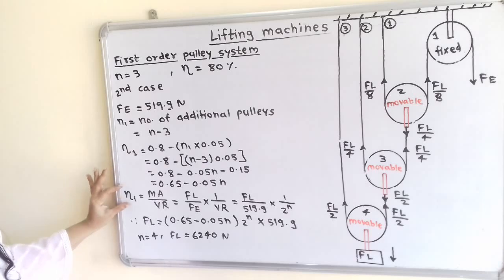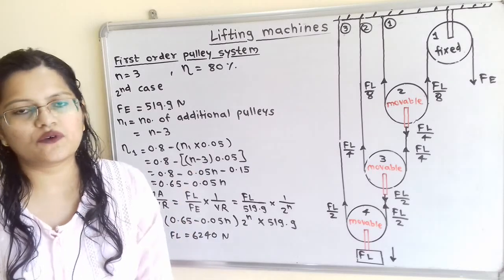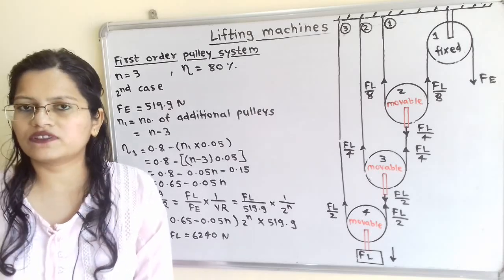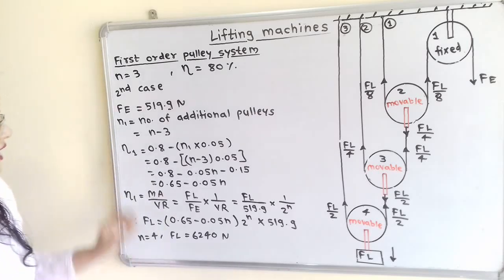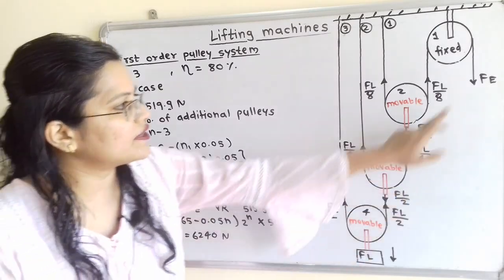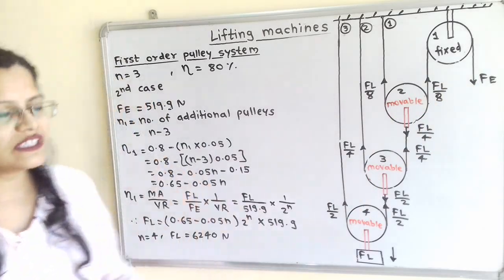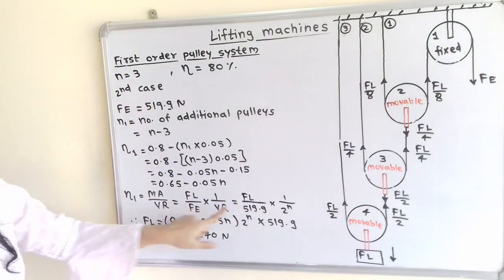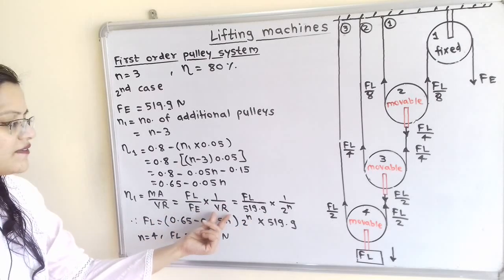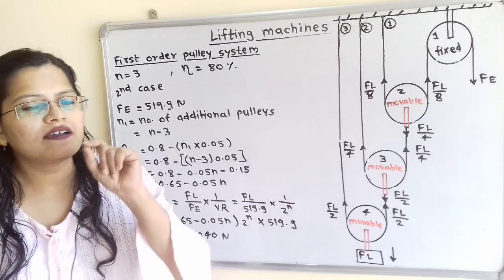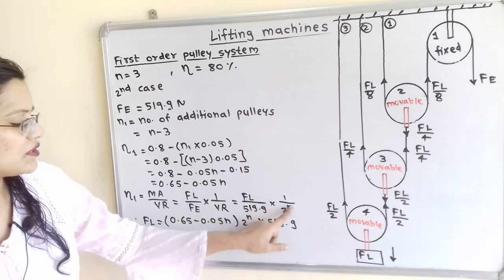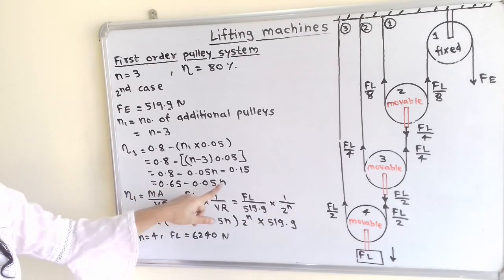Now we will write the formula for this new efficiency. We know that efficiency is equal to mechanical advantage by velocity ratio. Mechanical advantage is the ratio of FL by FE, that is load divided by effort. For the second case, the effort is 519.9 Newton. And then VR: for the velocity ratio, we have the formula 2 raised to n for the first order pulley system. So we will put this value. So we have efficiency in terms of n.